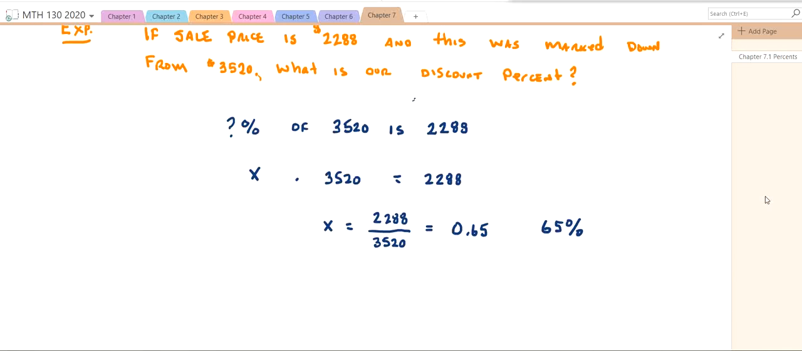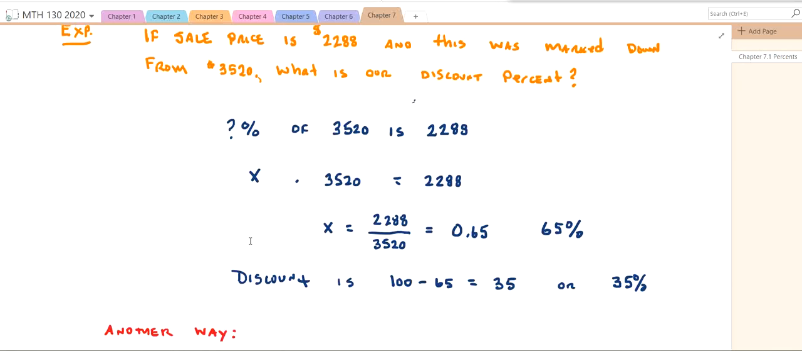So now we know that 2288 is 65% of 3520. That's not answering the question, though. The question is, what is our discount percent? But we know from experience that the complement of 65% will be our discount. So at this point, we could just write it down then. Our discount is 100 minus 65 equals 35, or 35%.